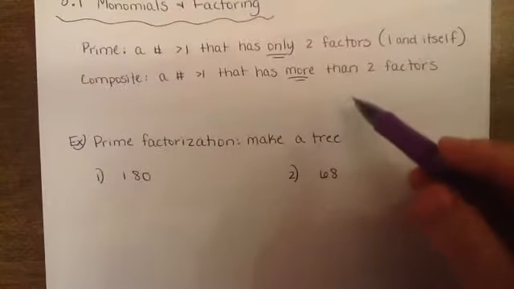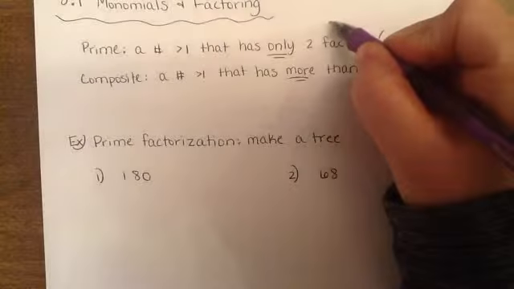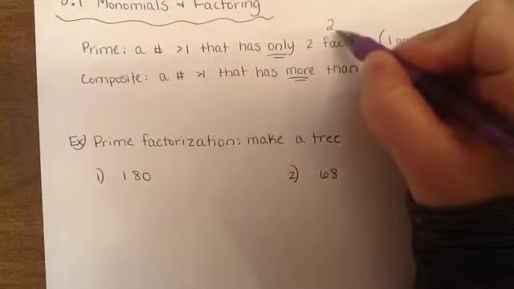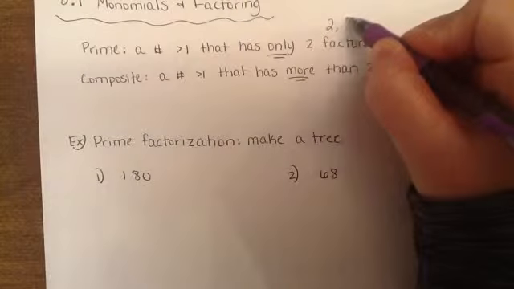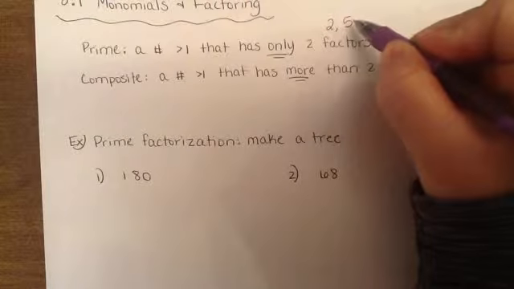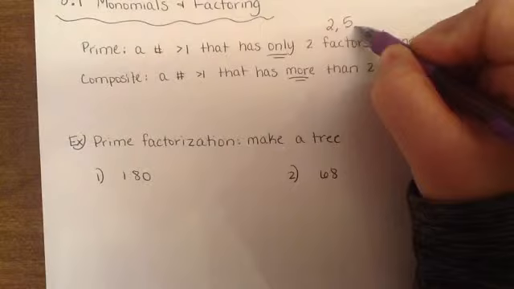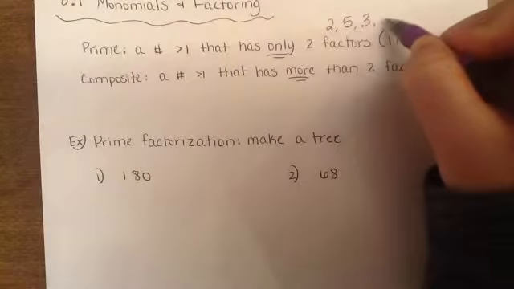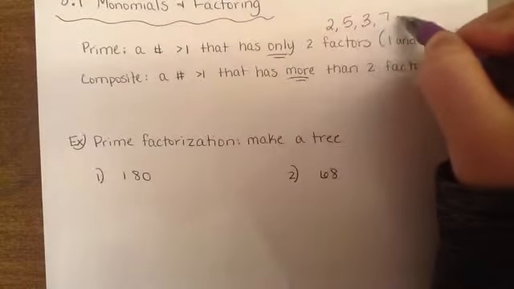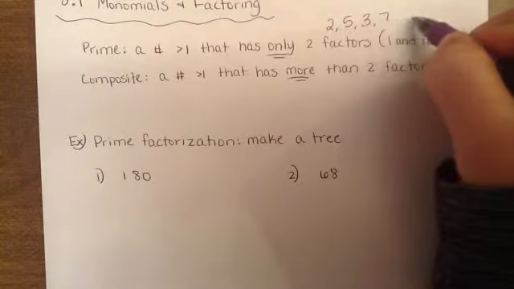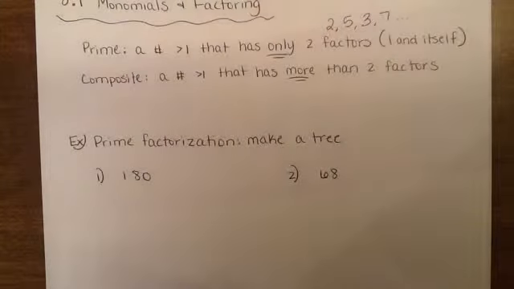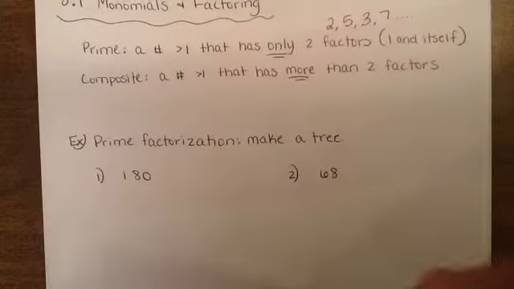List some prime numbers. 2 is a prime number. 5, the only thing that divides into 5 is 1 and 5. 3, 7, and the list goes on and on. Okay, so they can only be divided by 1 and itself.